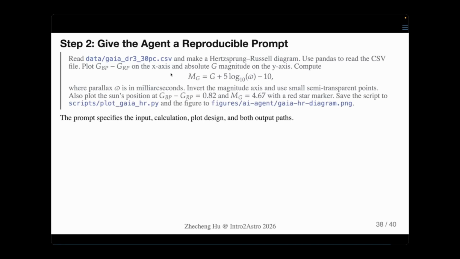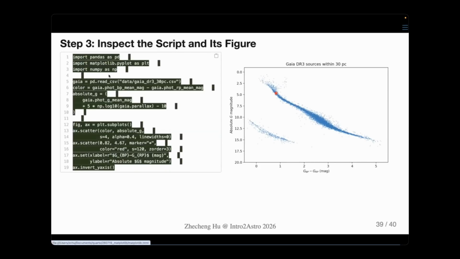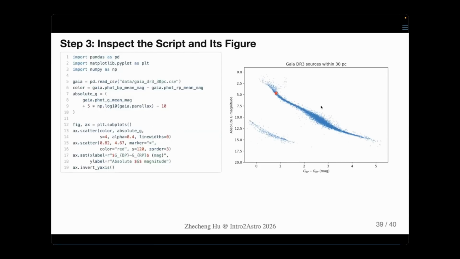So this is a relatively complete prompt. It specifies the input, the calculation, the model, the plot design, and where the output should be. This is a very simple case. You can come up with your own, but this prompt gives a very simple script with 19 rows and generates the HR diagram on the right. You can say, okay, here is the white dwarf, and here is the main sequence, which is relatively complete. I'm happy about this. I do not want to modify it later.